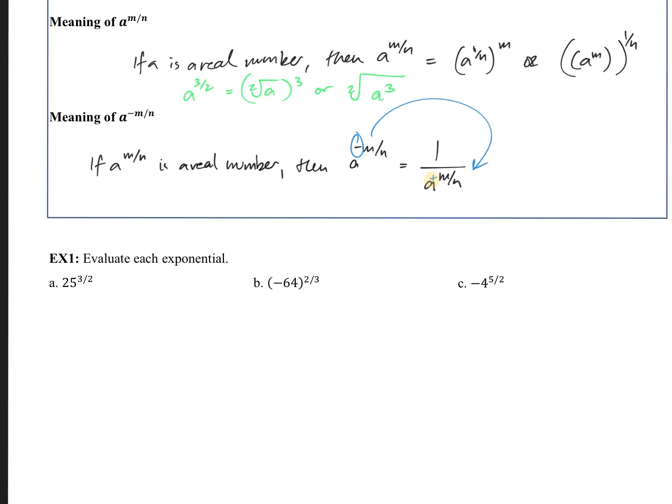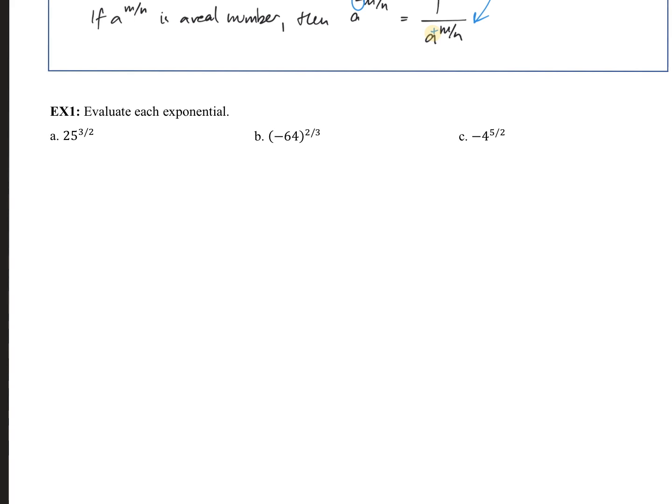Example 1, evaluate each exponential. So basically, evaluate means to just apply any of the operations you see. And for part A, what do we see? Well, we see 25, and it is raised to the 3 over 2 power. So there's two options we could do. We could go 25, raise it to the third power, because remember the 3 is the power, and this is a root. The one on the bottom is the root, the one on the top is the power. That's sort of how you think of it in life, right? The person with the power is on the top, and the roots are in the bottom, right? Okay, so you could do that, and then take the square root of it.